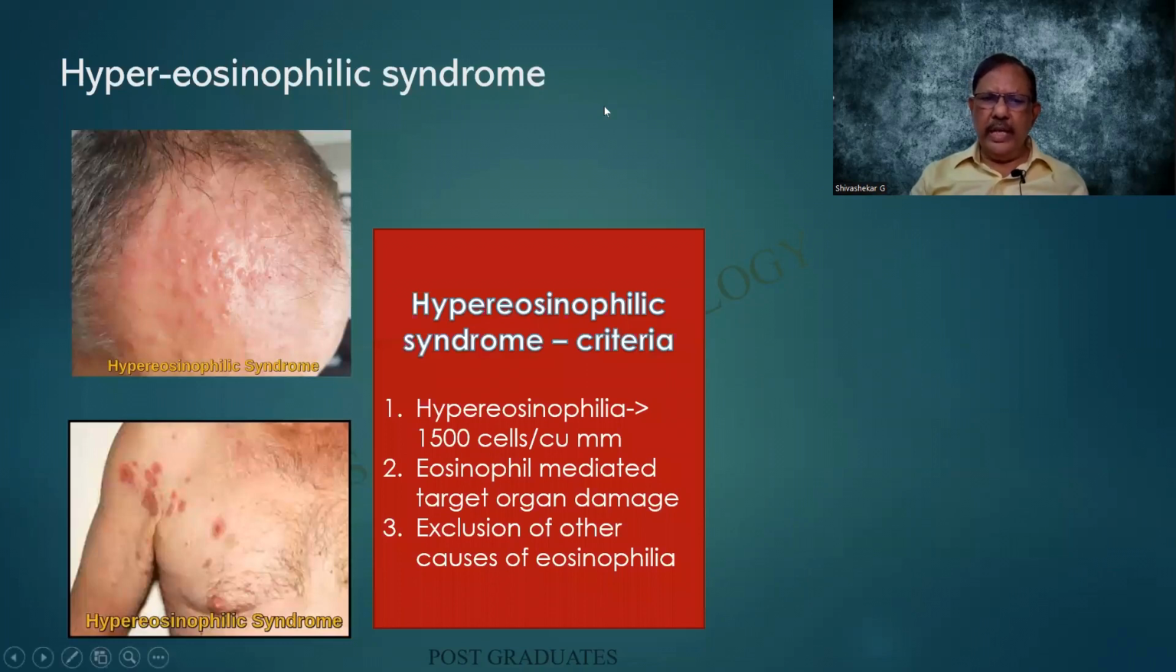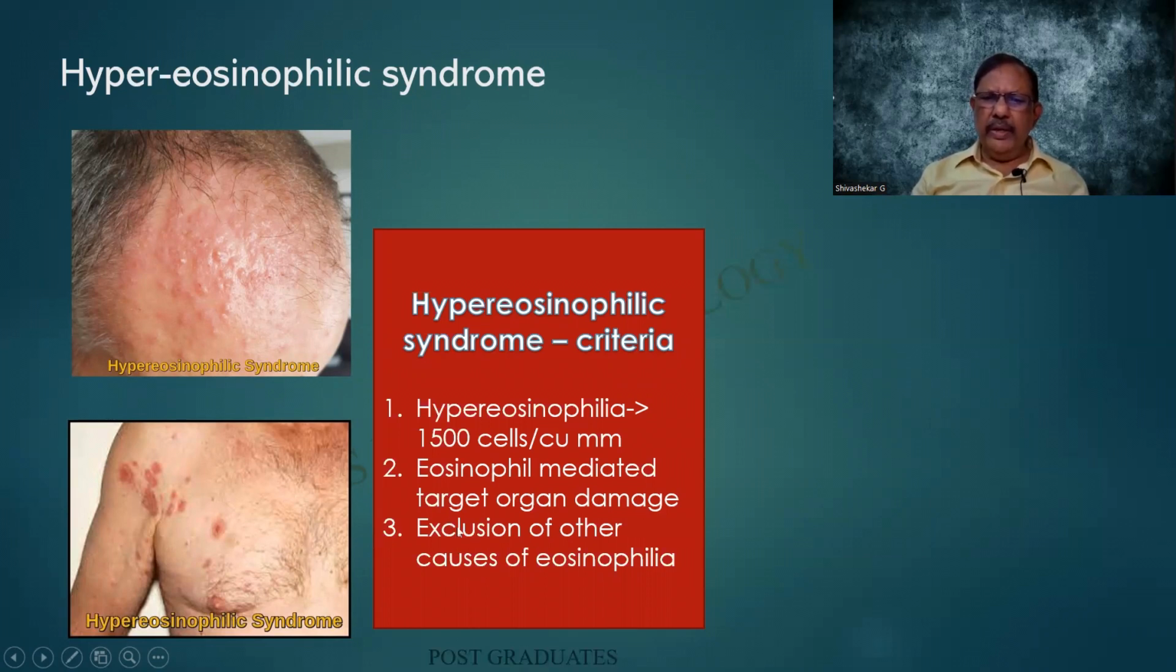There is a syndrome called the hyper-eosinophilic syndrome. I find that there are multiple coarse rashes on the scalp, and also there are hyperpigmented areas which can be seen on the chest and back. For the hyper-eosinophilic syndrome, the criteria for diagnosis will be more than 1,500 cells per cubic millimeter. In addition, you find that there will be an eosinophil-induced organ damage that can be identified.